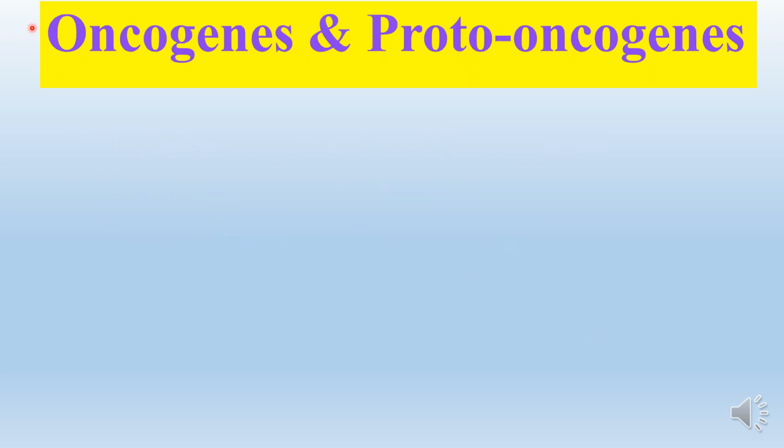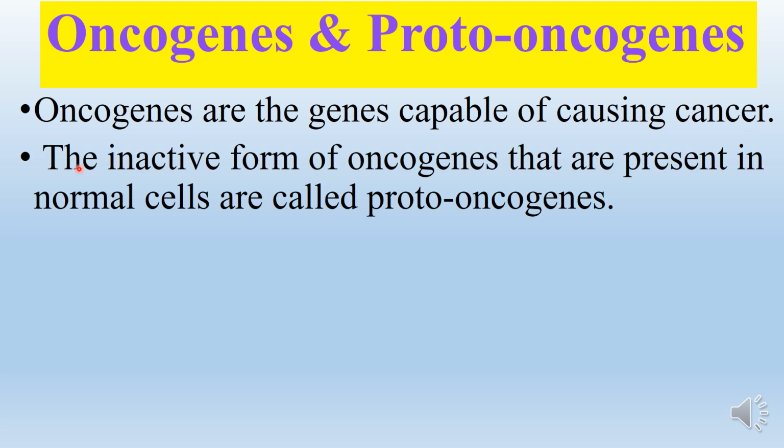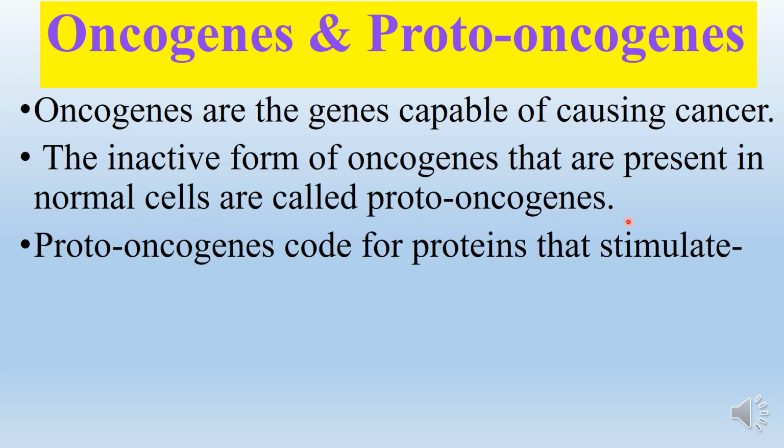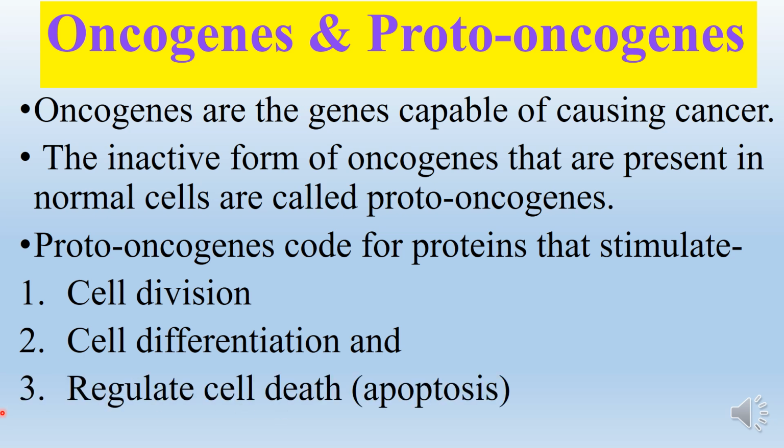So let's start the lecture with oncogenes and proto-oncogenes. Oncogenes are genes that are capable of causing cancer. The inactive form of oncogenes that are present in the normal cells are called proto-oncogenes. The proto-oncogenes code for proteins that stimulate cell division, cell differentiation, and regulation of cell death. So that is the difference between oncogenes and proto-oncogenes.